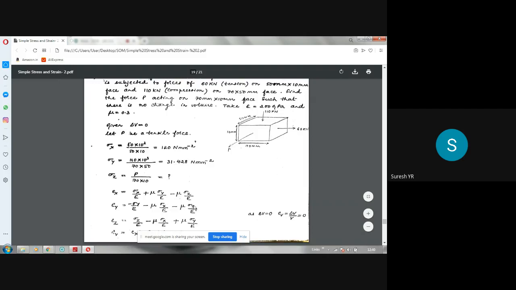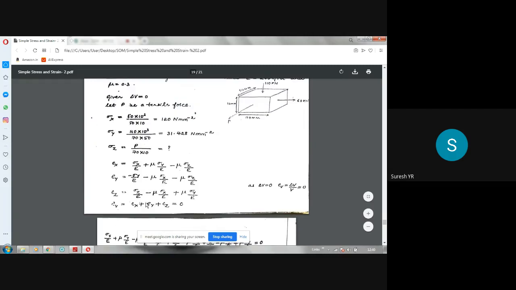Next, in the sigma z direction: sigma z is positive in the z direction, that is, tensile in the z direction. Therefore it should be negative in the y direction. In the other two directions it will be negative. So I have taken minus mu times sigma z by E.